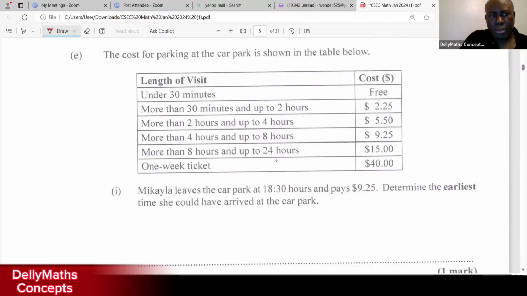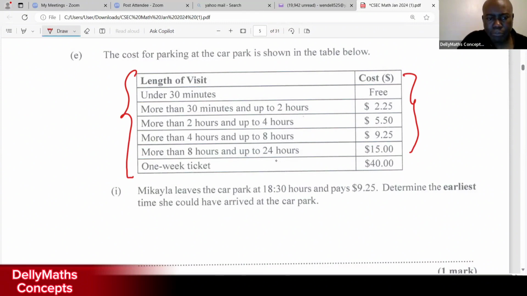All right. This one says the cost of parking at the car park is shown in the table. So here's a table showing the list, the length of the visit. So we have under 30 minutes and so on. So we want to take time to read this, right? And then we have a 1-week ticket here for $40. So here we have a list, and then we have the cost over here for everything. So we want to take a look at what the question is about, and then we're going to go back to it.